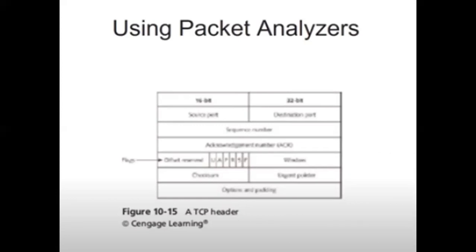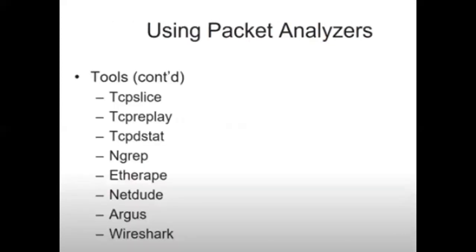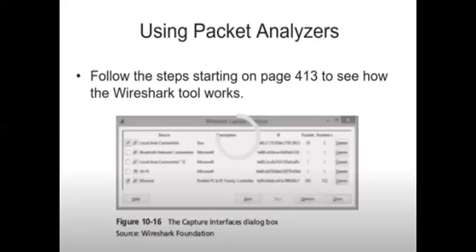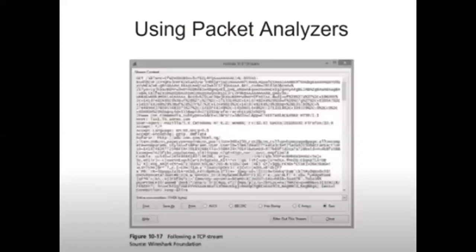This is the TCP header image. In this TCP header image, we can see the data transferring process. And these are the packet analyzer tools: tcpslice, tcpreplay, tcpstat, ngrep, etherape, netdude, argus, Wireshark. These are a few tools used in packet analyzers. And you can see the Wireshark tool's working process in the image. It captures the interface dialog boxes of that particular Wireshark foundation.